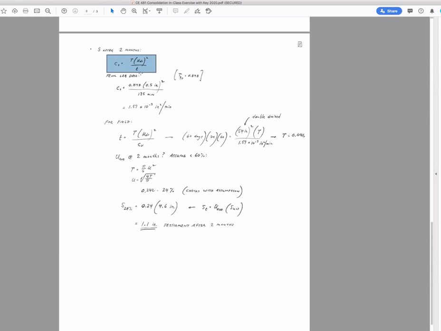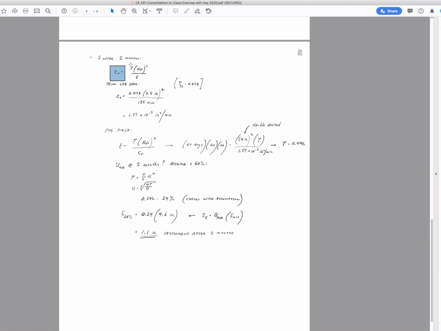And in time rate of consolidation, this is generally the go-to equation, meaning you will use this frontwards, backwards, sideways, inside out, and so on. And oftentimes you're solving for something different when you're in this equation. This time we need to solve for C sub V.